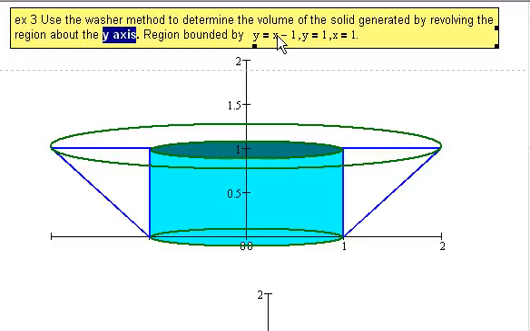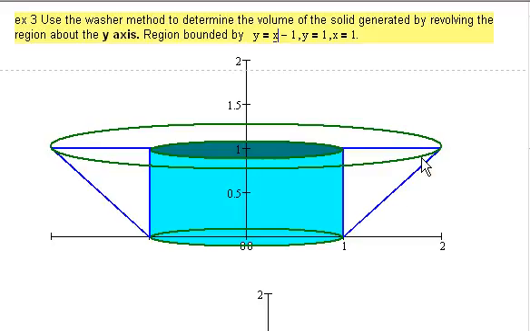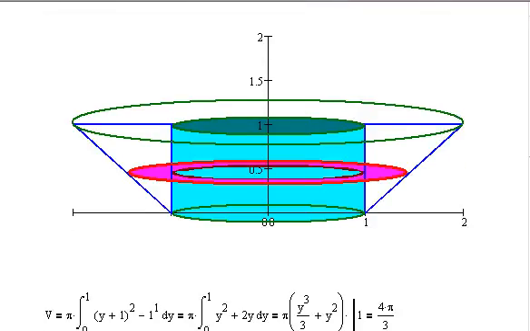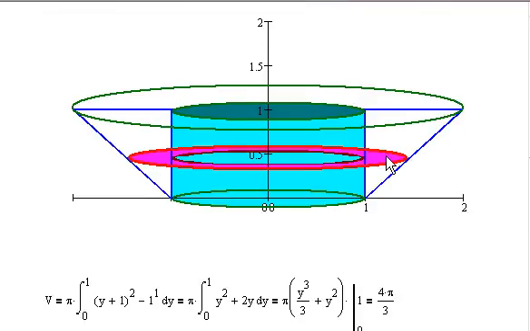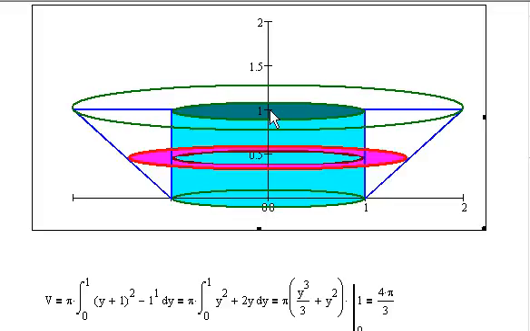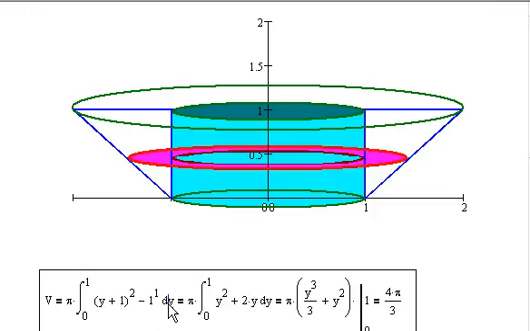By the way, x equals y plus 1 is this line as a function of x, and x equals 1 is this one as a function of x. We should be able to do this by looking at our sample washer. So it's pi times the integral from 0 to 1. Those are y limits, from here to here. y plus 1 squared is the outer, 1 squared is the inner, and dy is the thickness of the washer.